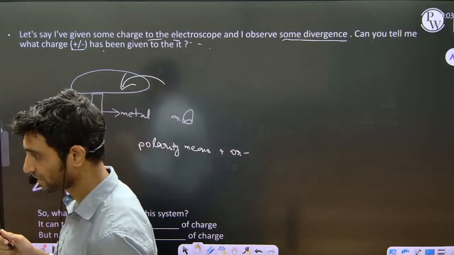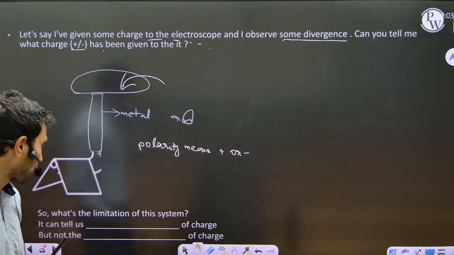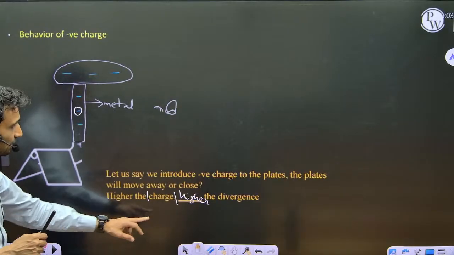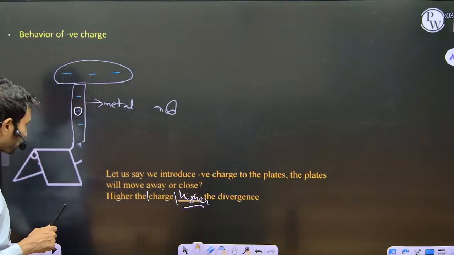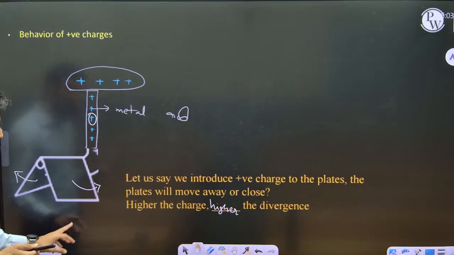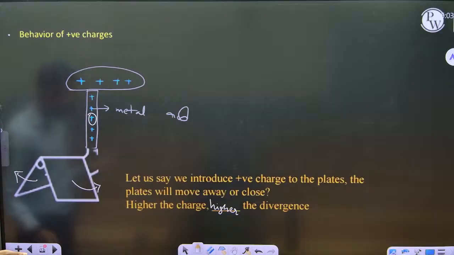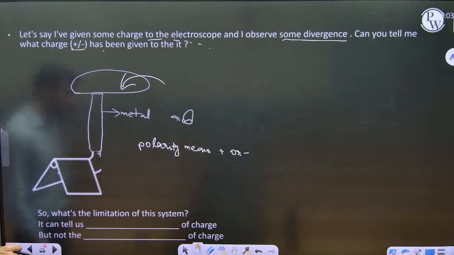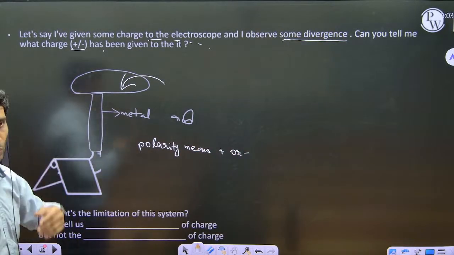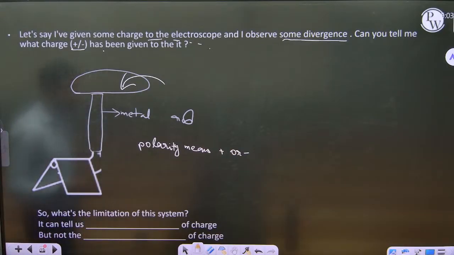The problem that we have here is that, if you recall, in both the cases there is some divergence. If you give the negative charge, the divergence is there, and when you give positive charge, the divergence is also there. In both the cases, the plates go away. So can I say whether it is positive charge or negative charge? We can't say whether it is positive or negative charge.